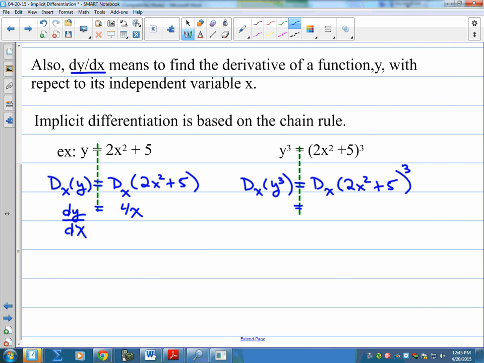So the derivative of the outside rule is that something is cubed, right? So we're going to multiply by 3, keep whatever's inside the parentheses the same, and reduce the power by 1. So make sure that you're not replacing this 2x squared plus 5, right? And at the end, it's times the derivative of what's inside, which in this case is our 4x.